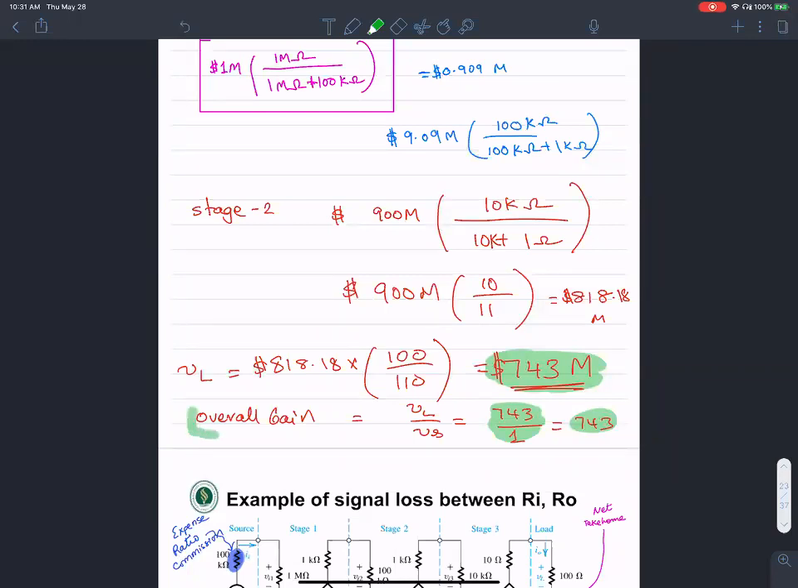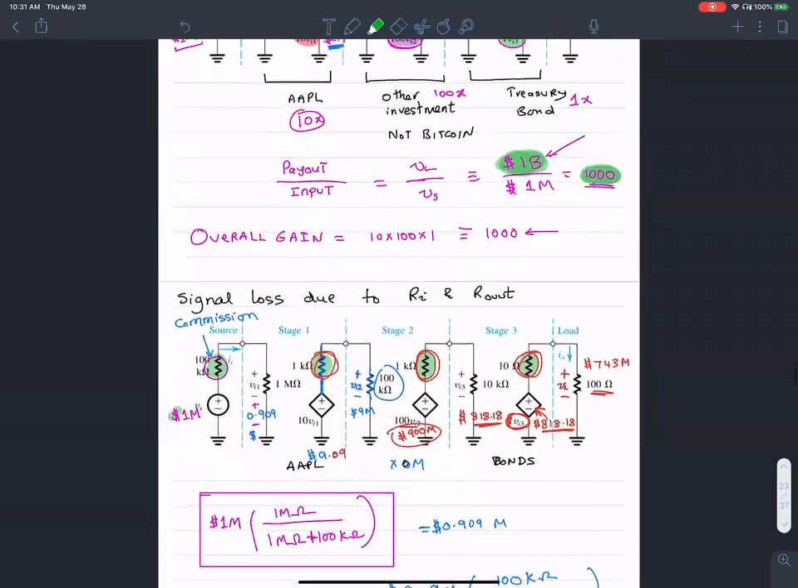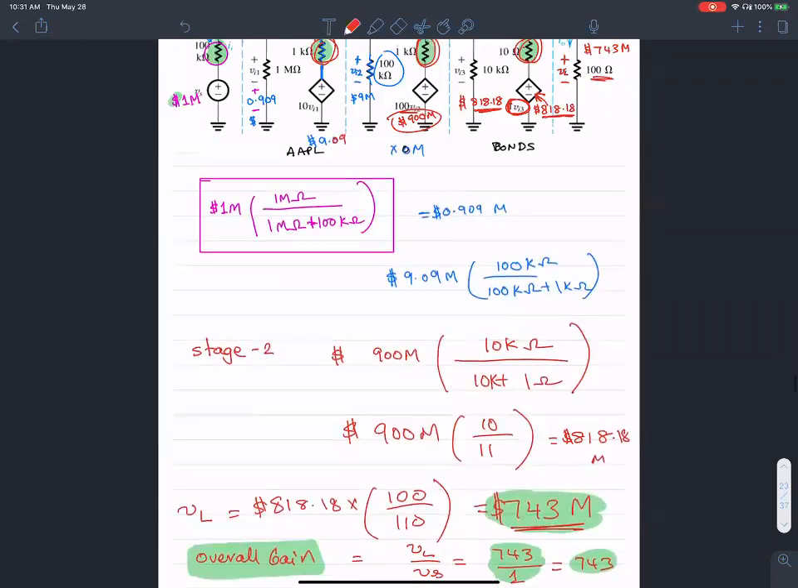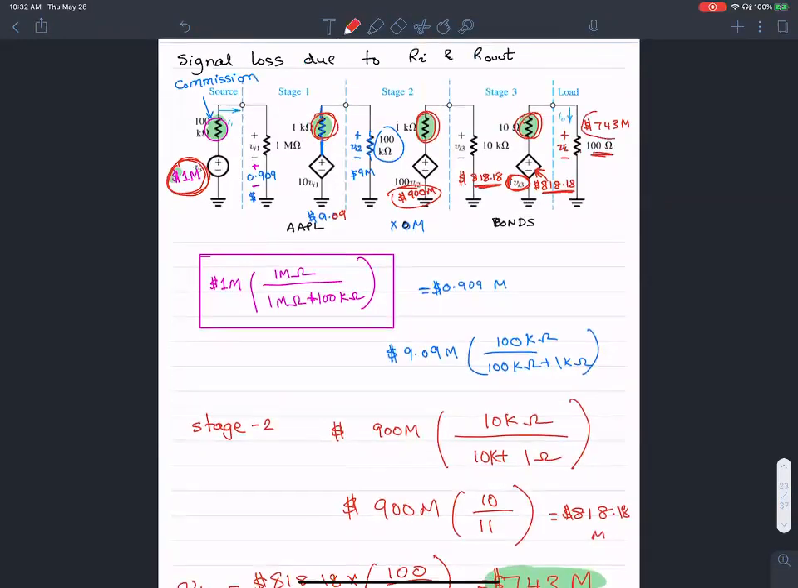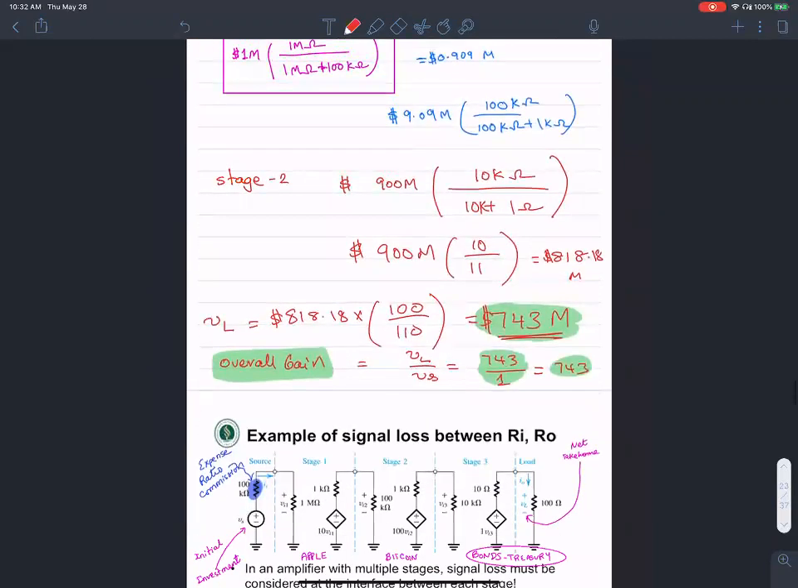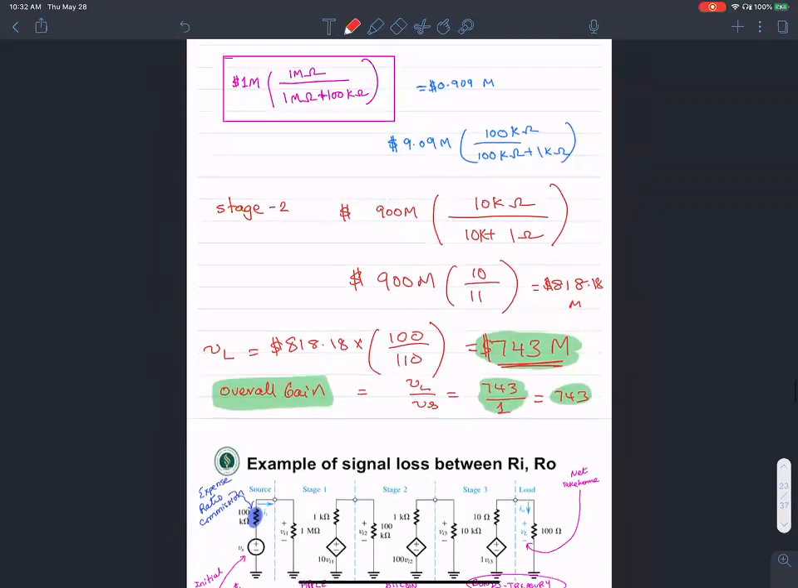So the overall gain is what electrical engineers and financial analysts and investors are interested in. There is something called the intrinsic gain, and there is something called the maximum gain that you can get out of this. What's the maximum gain? 1,000. But what is the overall gain from the very beginning where you threw some money in to the very end where you cashed out, including signal loss to taxes and commissions? That's only 743. The idea is to illustrate that there is some signal loss somewhere from time to time. Does that make sense?